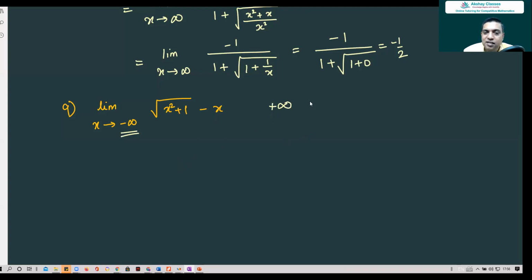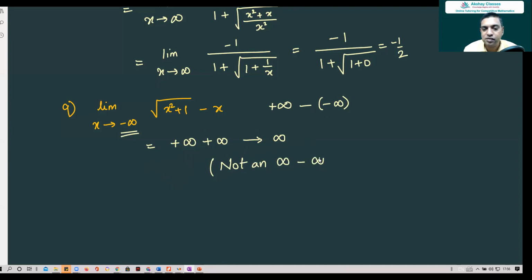Now look at minus x. This is minus of minus infinity. So what you get is the first term is going to positive infinity and the second term is also going to positive infinity. The sum of these will go to infinity only. You don't have to do a rationalization because this is not an infinity minus infinity form, because x is tending to minus infinity.